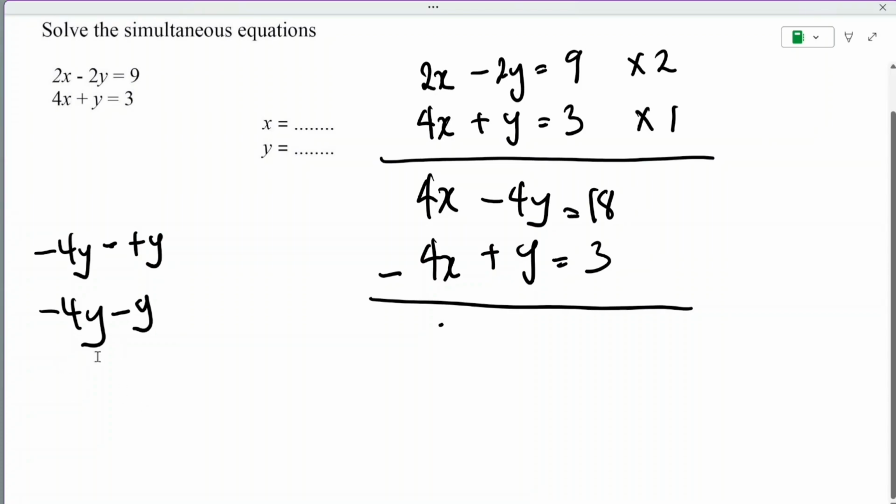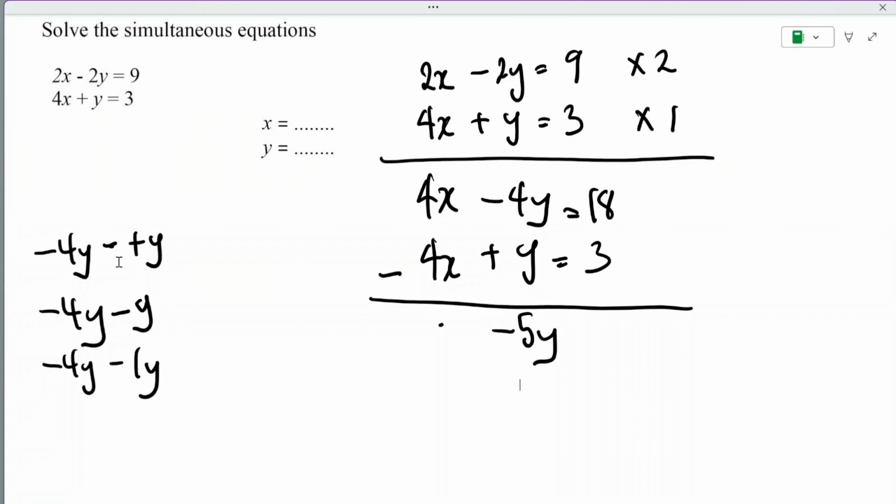So you have minus 4y minus y, or you can say minus 4y minus 1y. Let's say you are owing 4 pencils and you're still owing another one from another person or that same person. That means you're owing 5 in total. So minus 4y minus y, or minus 1y, would give you minus 5y.